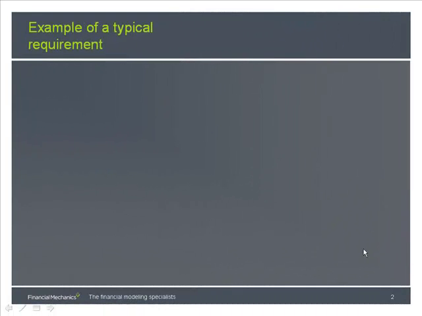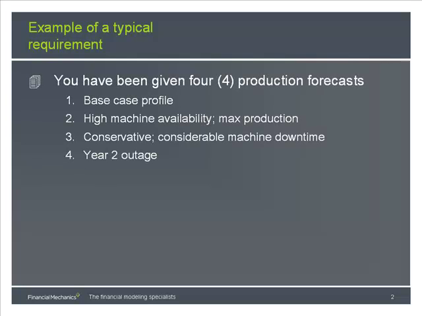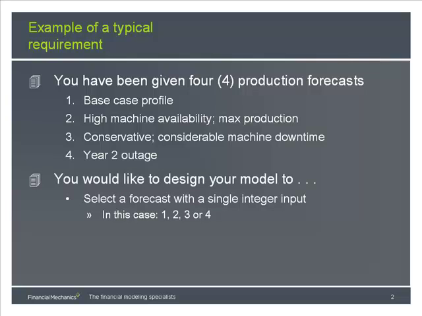So just to set up our simple example, you have 4 production forecasts for your widget plant. What we've called a base case profile, some sort of high scenario, some sort of conservative case, and a special year 2 outage. And what we want to do is set up our model so that we can simply pick one of those scenarios by putting in the integer 1, 2, 3, or 4.